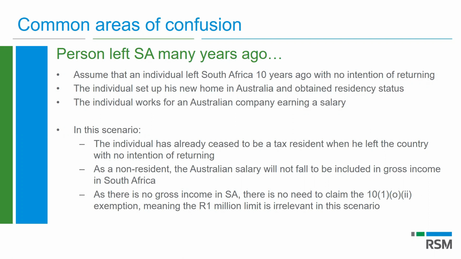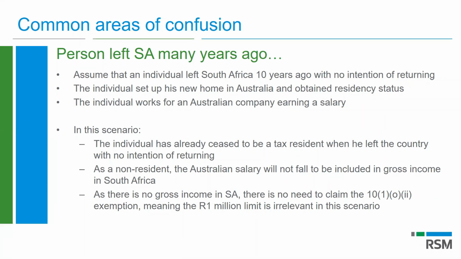Now, as a non-resident of South Africa, that Australian salary will not be included in the gross income definition in South Africa. Remember our definition? Gross income, in the case of a non-resident, is amounts that are sourced within South Africa. So, as this individual does not even have any inclusion into his gross income in South Africa, there is no need to even apply this new tax exemption clause. And as a result, the limitation of only the first 1 million rands worth of earnings is absolutely irrelevant to the individual in this sort of circumstance. And I think that is where a confusion has come about.